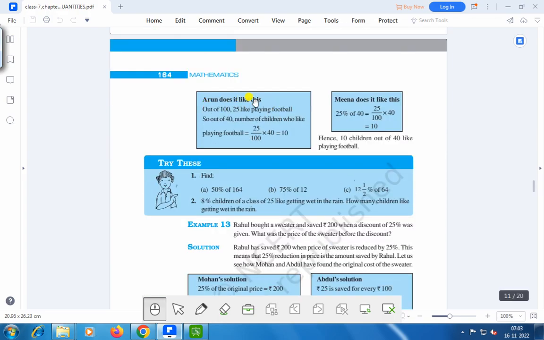Arun does it like this. Out of 100, 25 like playing football. So out of 40, the number of children who like playing football is 25 by 100 into 40, that is 10. Meena does it like this. 25% of 40. 25 by 100 into 40, that is 10. Hence 10 children out of 40 like playing football, right?